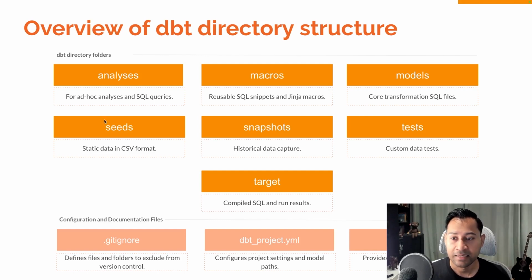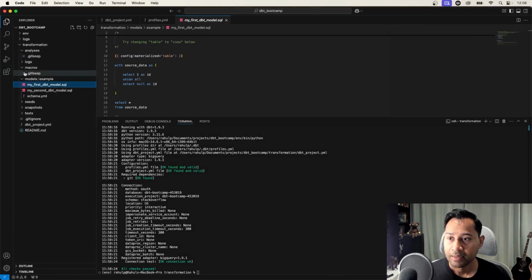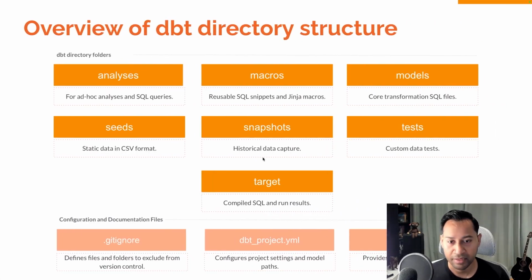Then we have seeds. Let me go back. And the seed folder is here. We don't have anything, of course. To help you understand what seeds do, it's a really powerful thing, but we should also be very aware and careful of how and when we use these seed files. Simply put, seed files allow you to use your existing CSV files to load into your data model.